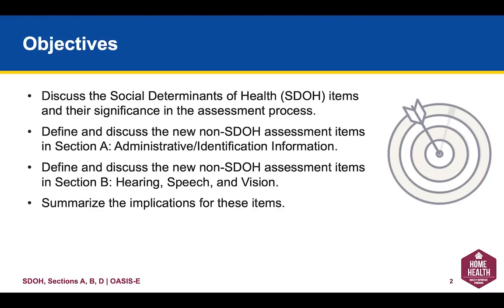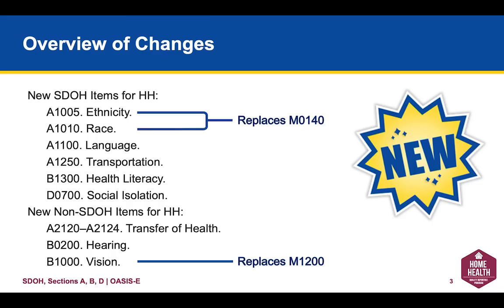Now let's look at some objectives for today's training. At the conclusion of this training, you should be able to discuss the social determinants of health, or SDOH, data elements and their significance in the assessment process, define and discuss the new revised non-SDOH data elements in Section A, Administrative Identification Information, as well as in Section B, Hearing, Speech, and Vision. You also should be able to summarize the implications for these data elements in your agency.